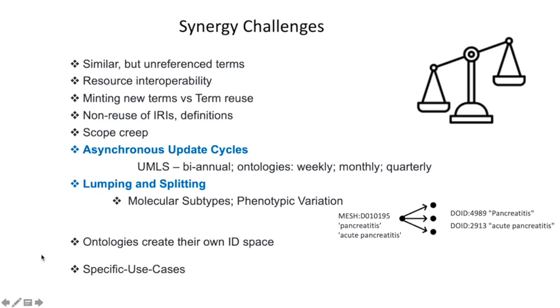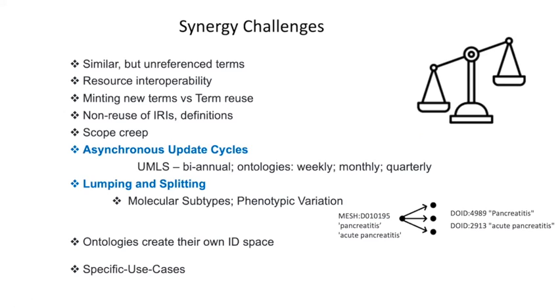So some synergy challenges, just to go over a few. I've mentioned some of them, and some have been mentioned in other talks, but two, the blue ones here, I want to highlight. Asynchronous update cycles. That's a reality of doing all this work, right? The UMLS updates twice a year. Each of our ontologies has its own cycle, be it monthly, weekly, and the various clinical vocabularies have their own cycle. So just that change of update cycle can put us out of whack with each other and affect these mappings.